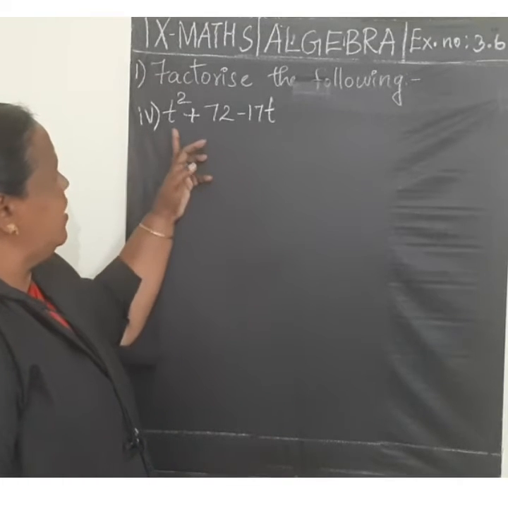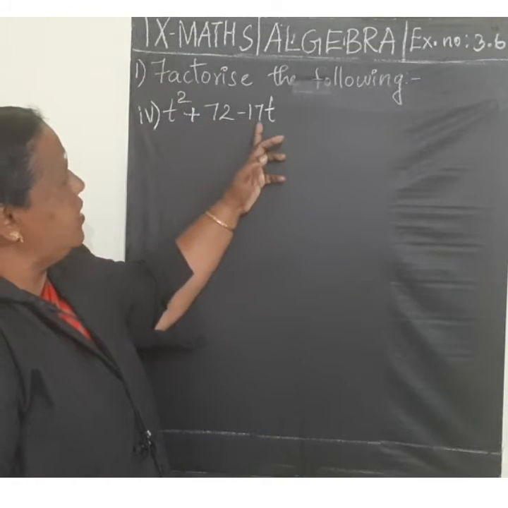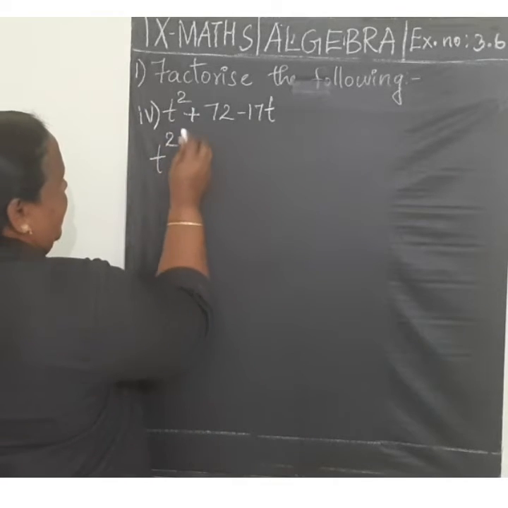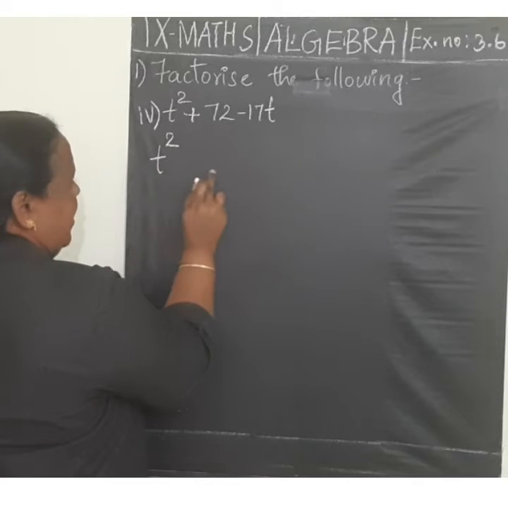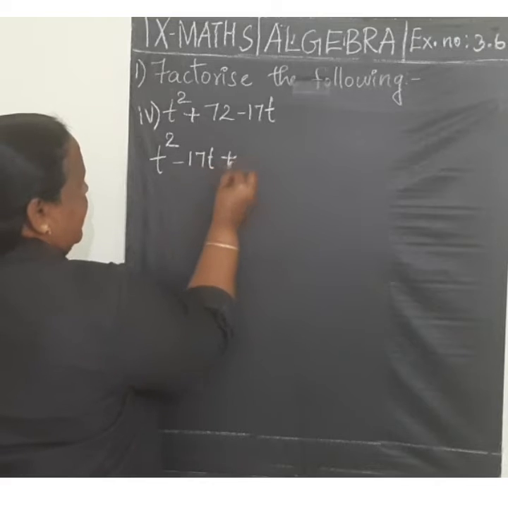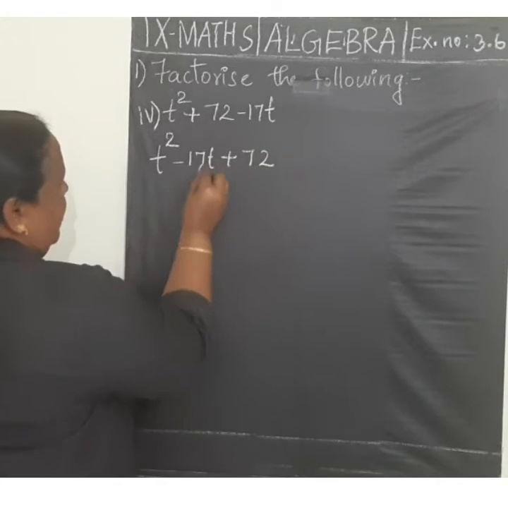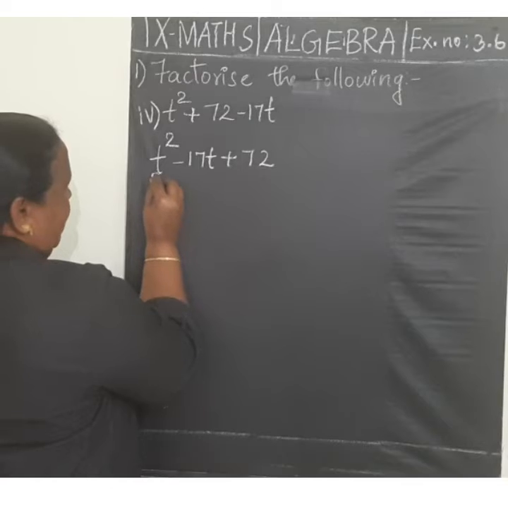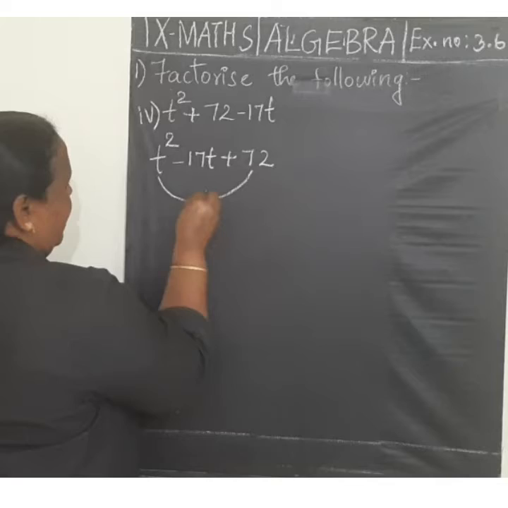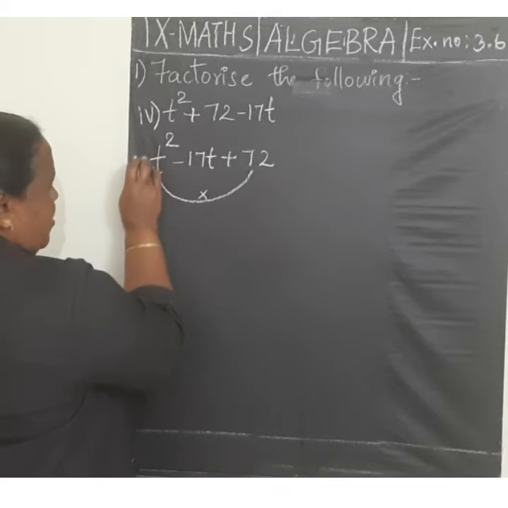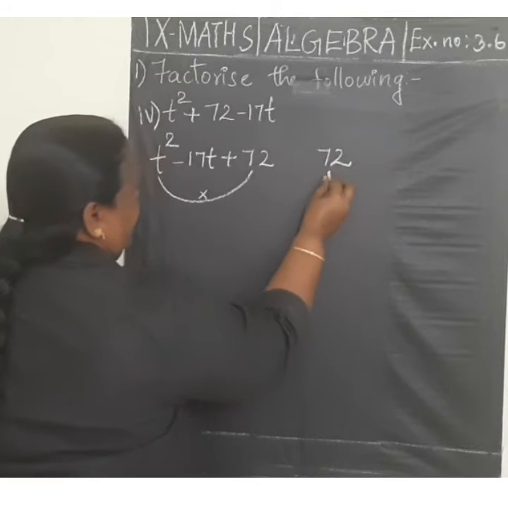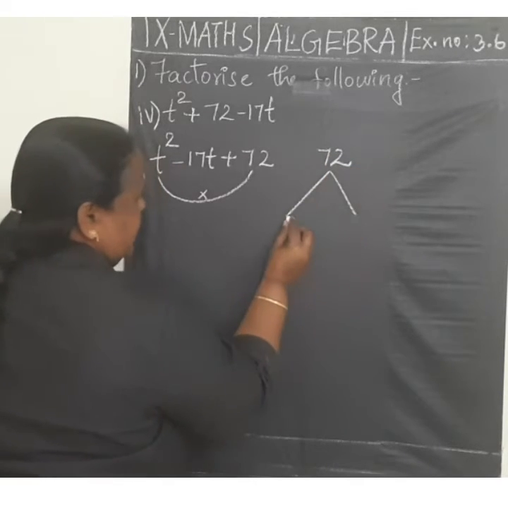Next, fourth subdivision, t squared plus 72 minus 17t. Here first we will write like this, the t squared term, t term, and next the constant term. So t squared minus 17t plus 72. Now we will multiply the coefficient of the square term and the constant term. So here before t no number is there, so we have to consider it as a 1 into 72, 72. Next we have to find the factors for this 72.